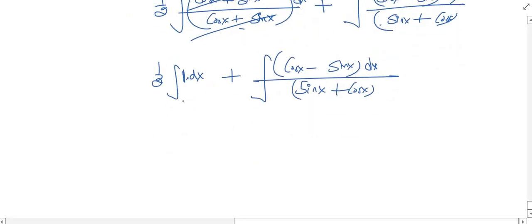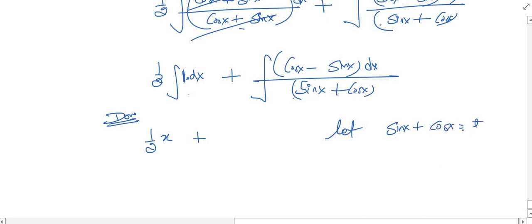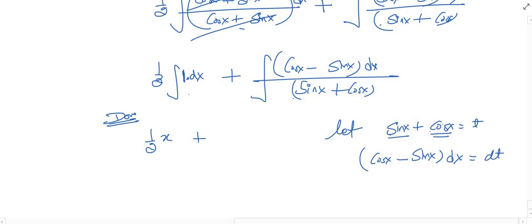Look, integration of 1 is pretty simple. That is nothing but x. So this part is done. The first part is done. For the second part, can I take sin x plus cos x as t? Yes, we can. Now differentiate. Sin x derivative is cos x. Derivative of this is minus sin x. dx is dt. Now can you see something? This thing is matching exactly with this which we have here. Watch it carefully. Do we have it or not?